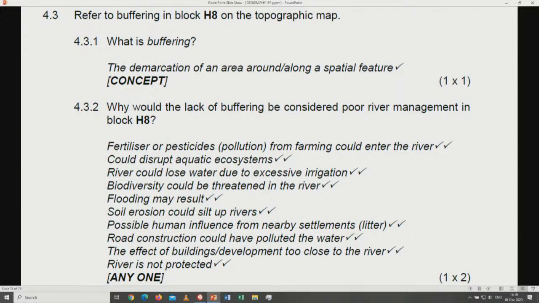Okay, now this is an example. Refer to buffering in block H8 on the topographical map. What is buffering? So of course, you demarcate an area around or along the special feature. Why would the lack of buffering be considered as poor river management in block H? If the river is not protected, grade 12, people will dump polluted things in the river. That is why we say that it should be buffered. There will be fertilizers or pesticides, the river could lose water due to excessive irrigation. Flooding may result. Biodiversity could be threatened in the river. Soil erosion could build up. These are some of the answers, grade 12, that you could provide.